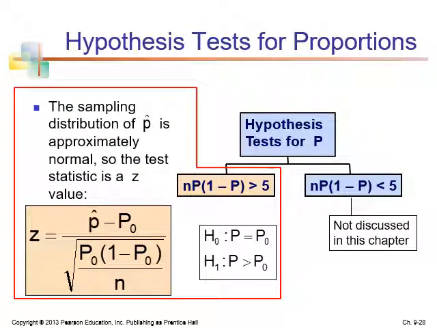Instead of sigma, we can define the standard deviation as the square root of p times 1 minus p over n. And the associated z value is equal to p hat, which comes from the sample, minus p0, which is what you hypothesize, over the square root of p0 times 1 minus p0 over n. Everything is in square root.